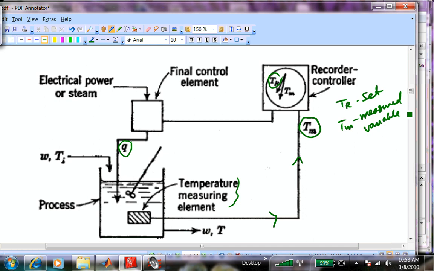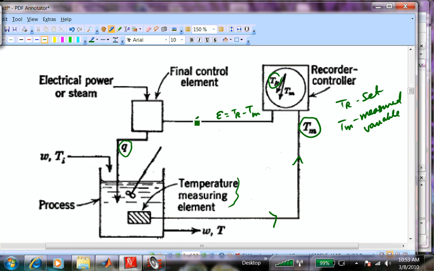And our objective is to compare these two, and if there is a difference, you send an error signal. This error signal is going to be defined as TR minus TM, the difference between the set point and the measured variable. So that will be zero if the measured variable is what you want, the set point. If it's not zero, that means they are different. It could be positive or negative. TR could be larger than TM, or TR could be smaller than TM.